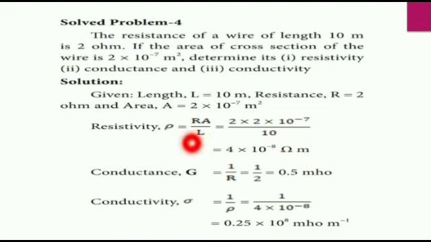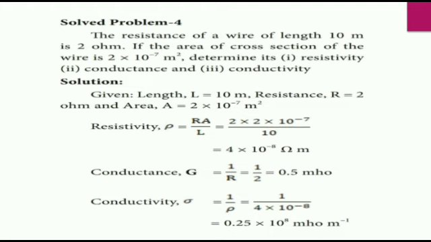Okay. Now come to the conductance. The conductance is nothing but the reciprocal of the resistance. Therefore 1 by 2 is equal to 0.5 mho. Mho is the unit of conductance. Mho means M-H-O, mho. Okay.